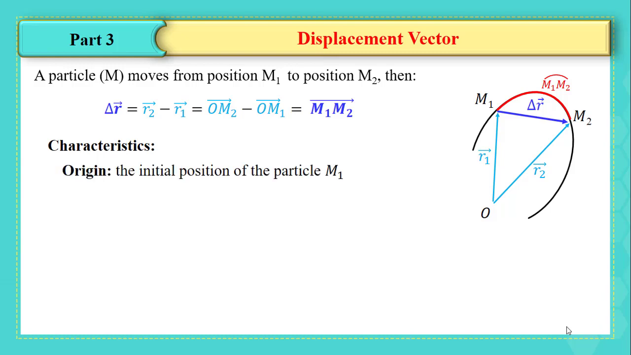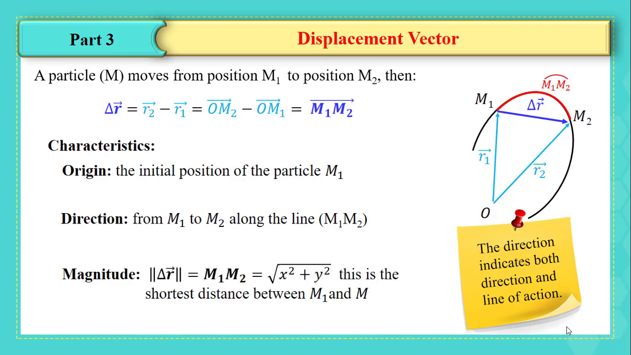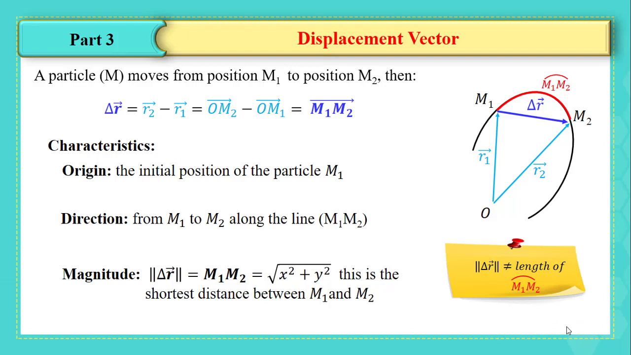First, its origin is the initial position of the particle, which is M1. The direction is from M1 to M2 along the line M1M2. Pay attention here that the direction indicates both direction and line of action. And its magnitude, the magnitude of delta r, is equal to the distance between M1 and M2, which is radical delta x squared plus delta y squared, and note that this is the shortest distance between the points M1 and M2. Pay attention also that the magnitude of the displacement vector is different from the length of the arc M1M2.